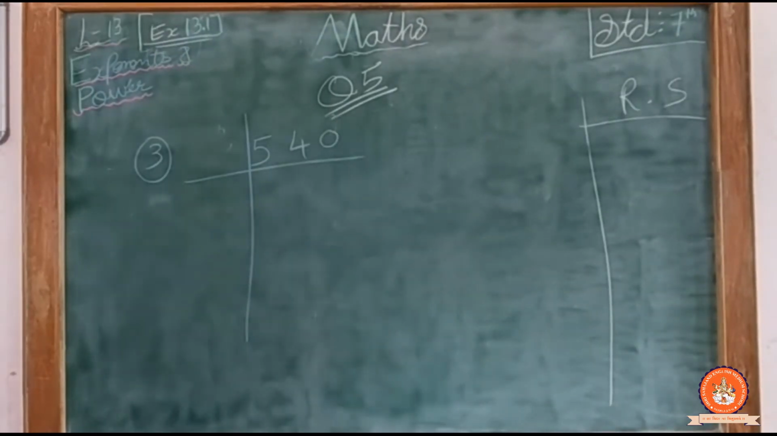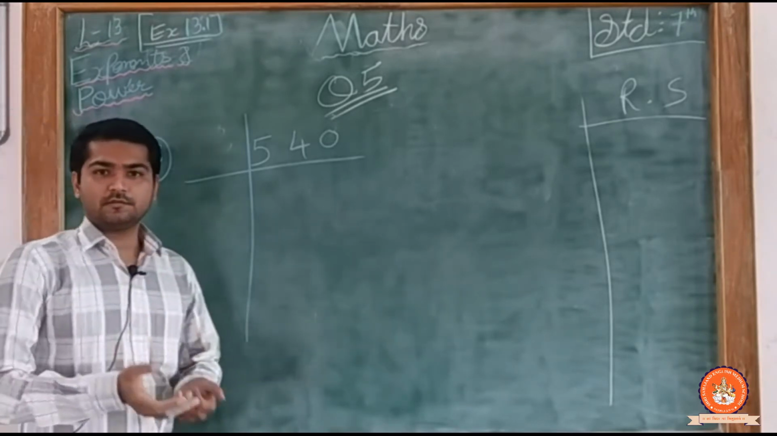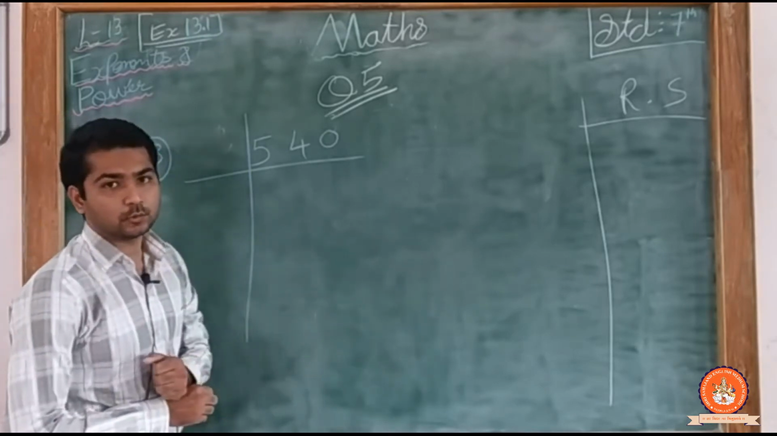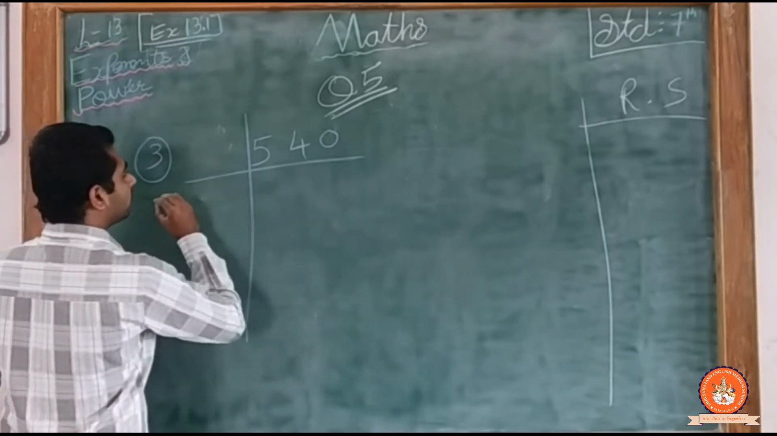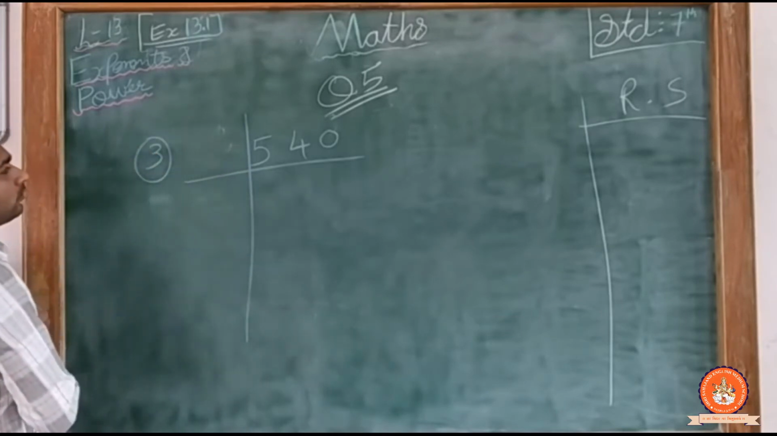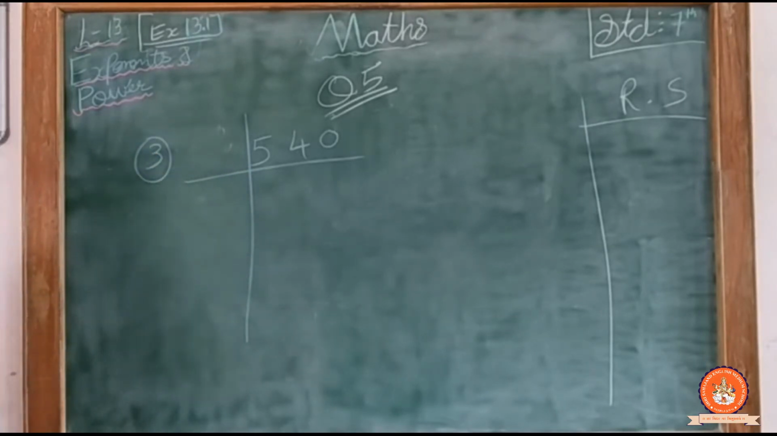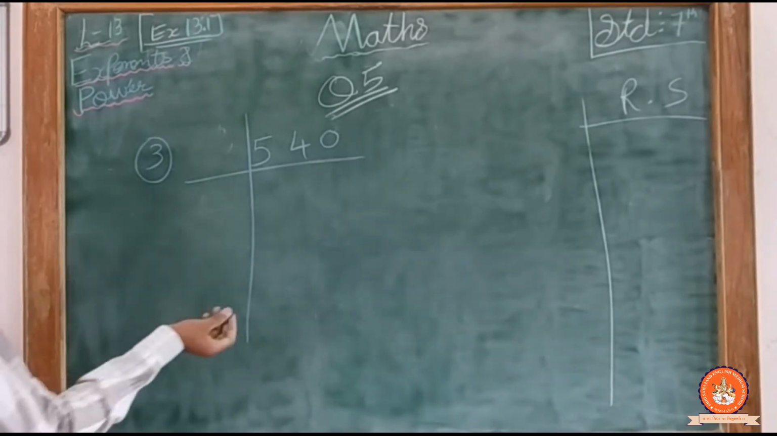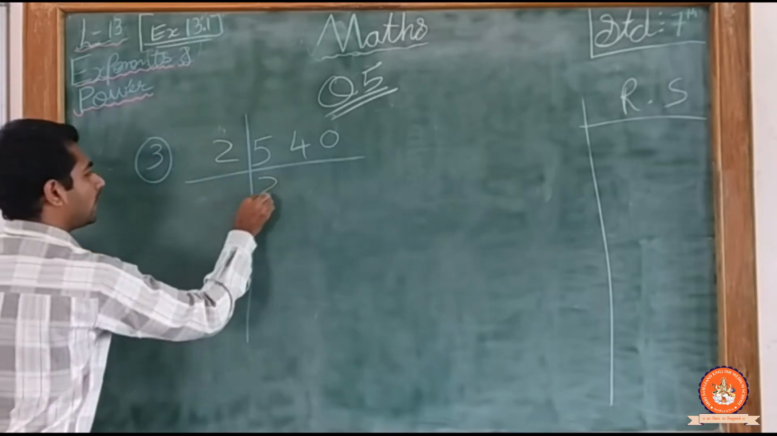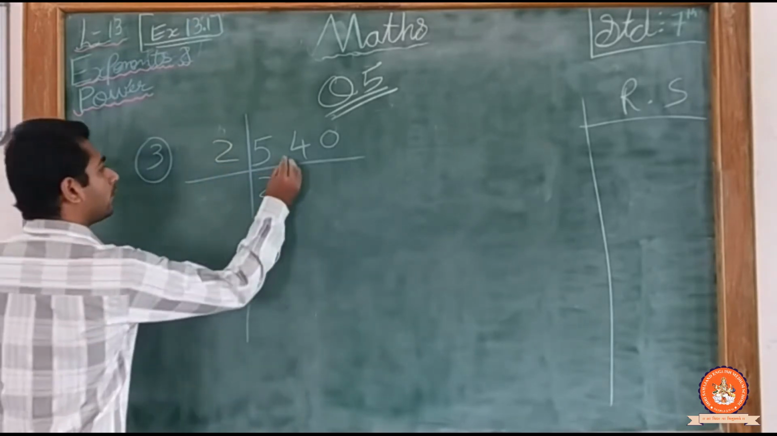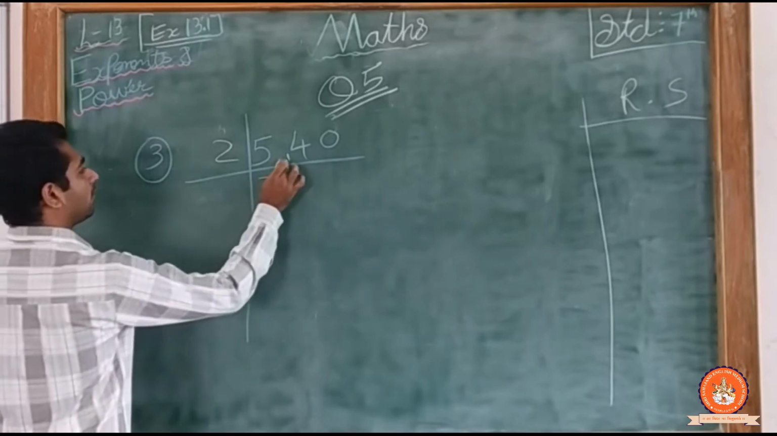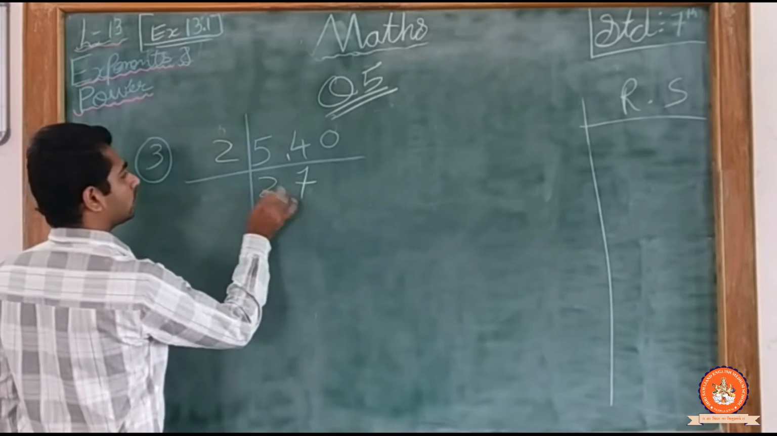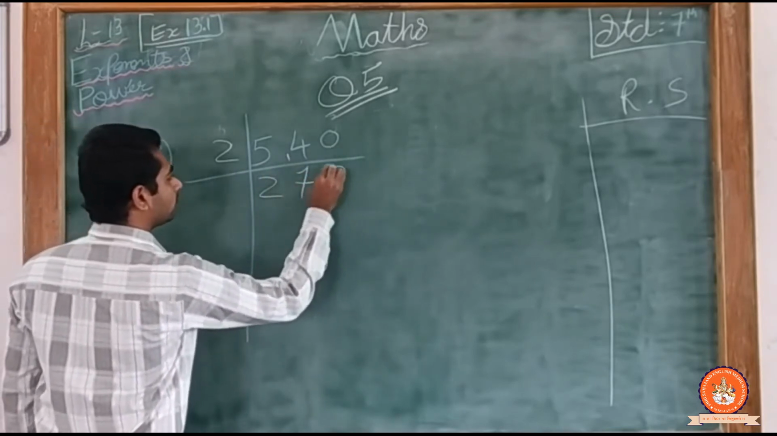Okay, now number 3. We have to divide with the prime number only. So what will we do? We will try to divide by 2. It is possible to divide by 2. Let's try it. You can also try. 2 2s are 4, plus 1 here, that means 5. It becomes 14. 2 7s are 14. So here 0 0 will come down.